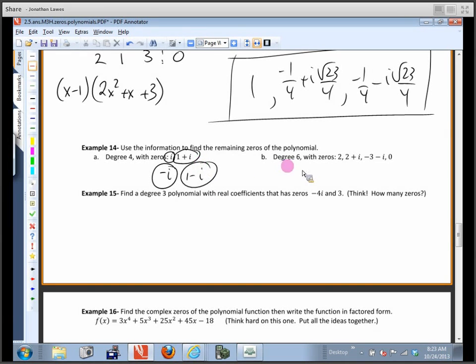Okay, let's take a look at this one. Degree 6. How many complex zeros is it going to have? It's going to have 6. There's one. It's a real one. Do they come in conjugate pairs? They don't. So that's all we've got from that one right here. 2 plus i, 2 minus i would go along with it. Negative 3 minus i, and negative 3 plus i would be its conjugate. And 0. That's a real one. That's it. How many do we have here? All 6 of them. Done. End of story. That's it. Any questions?